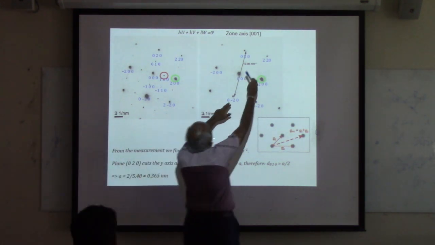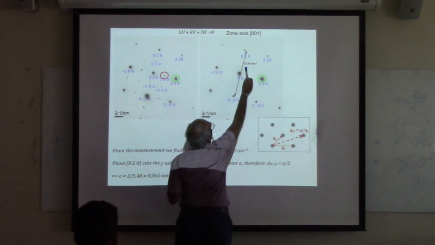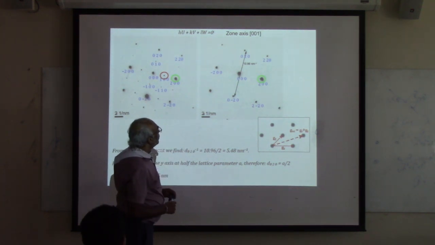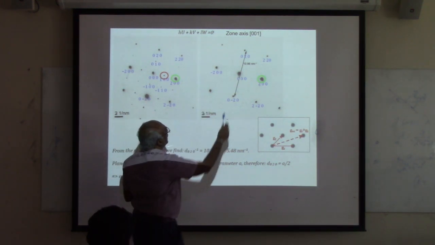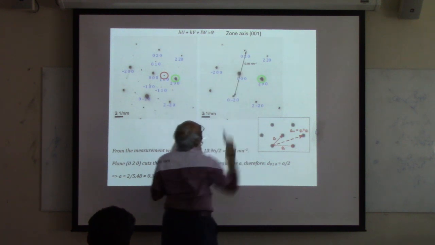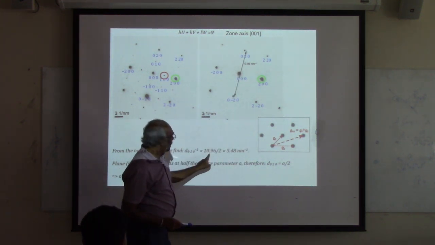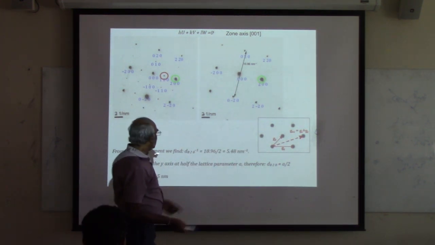If I take the distance between these two, suppose that is 10.96. So from there, I can get the distance from here to here, right? That is half of that 10.96, which you can easily measure.